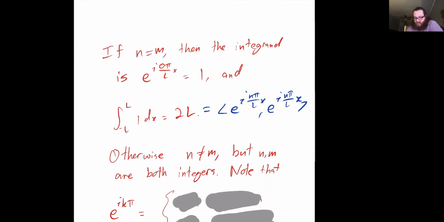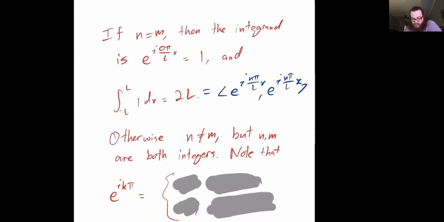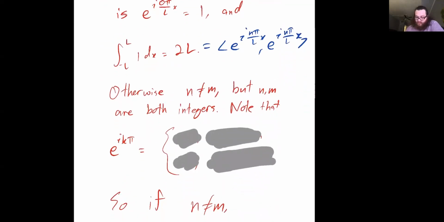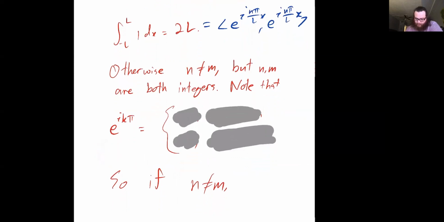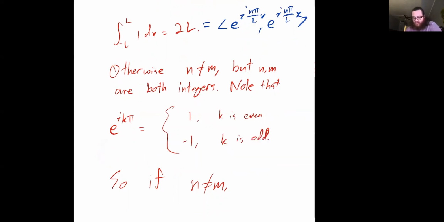Okay. So if n and m are different, but are both integers, one thing to note is, if we take e to the i k pi, where k is an integer, the question is, what is this equal to? So when k is even, it's going to be 1. When k is odd, it's going to be -1.